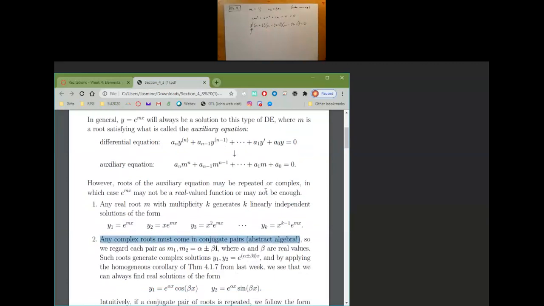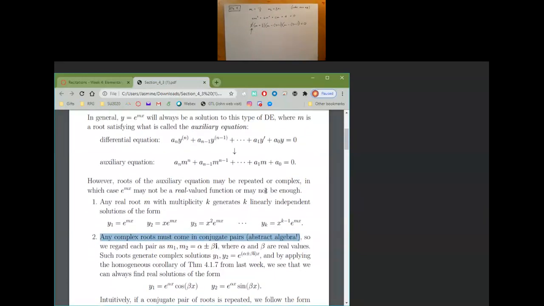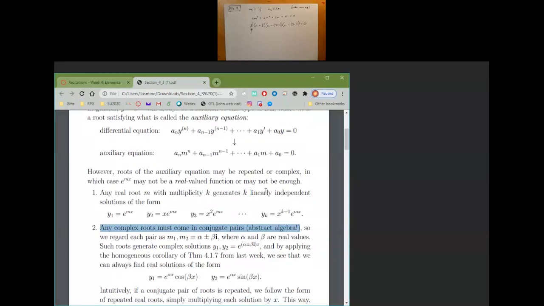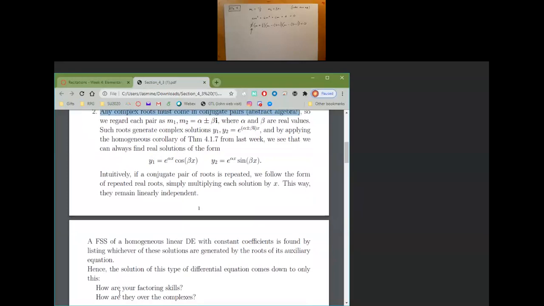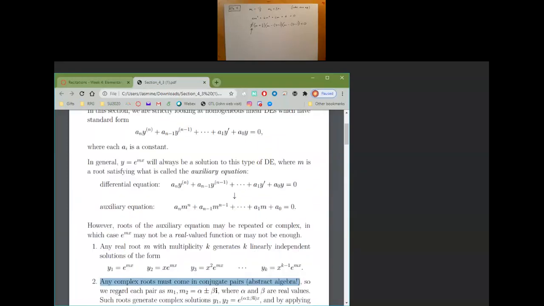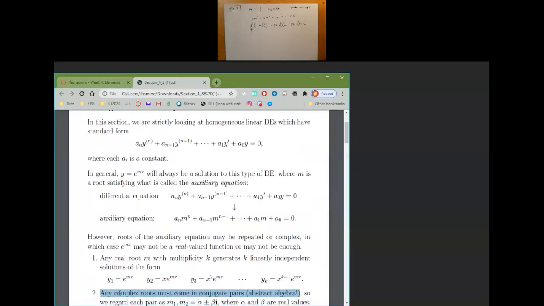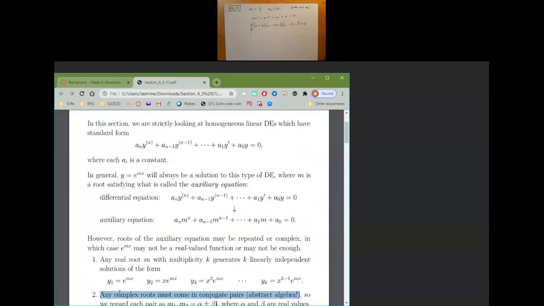If we scroll up a little bit. Should we be expected to factor a cubic polynomial in order to find these roots? So yes. When it comes down to this, how are your factoring skills? How are they over the complexes? You have the benefit of being in an online class. You can use calculators, you can use online resources. You have plenty of ways to get around needing to be quite as fresh with your factoring skills. It will take you more time, which is the only real cost to you. And so I recommend brushing up on that.